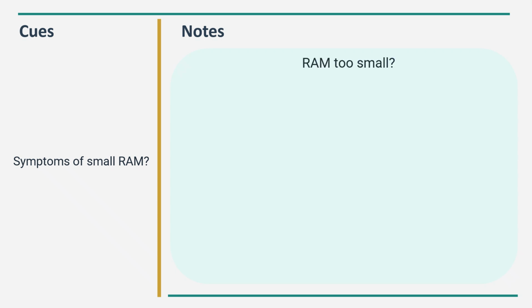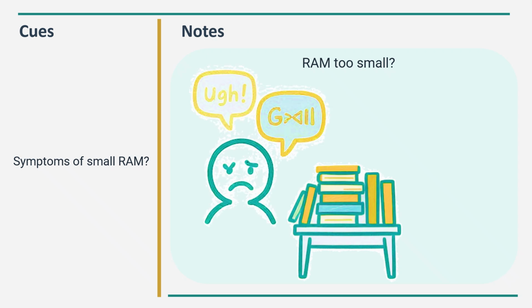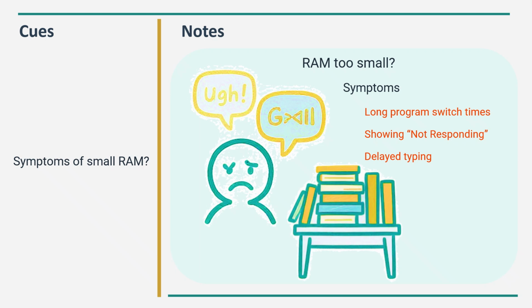Now imagine your desk is tiny. You want your textbooks, notes, calculator, and diary open, but they don't all fit. You keep closing one book to open another, sliding things around, trying not to drop everything. You're still clever, but you're slowed down by your working space. This is what happens when a computer has a fast CPU but too little RAM. The symptoms that you can see include programs taking a long time to switch, many apps showing not responding, the system becoming laggy when you open more tabs, and typing being delayed.